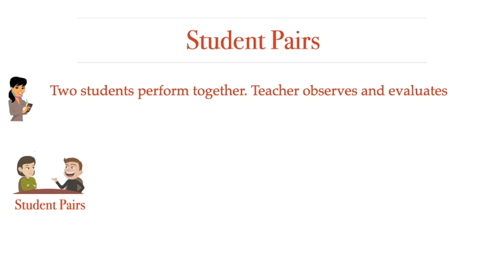Another format is student pairs. Two students perform together. The teacher observes and evaluates. Organizing students into pairs and assessing them together saves time and has several other advantages. There are many variations on this format. Each has advantages and disadvantages.